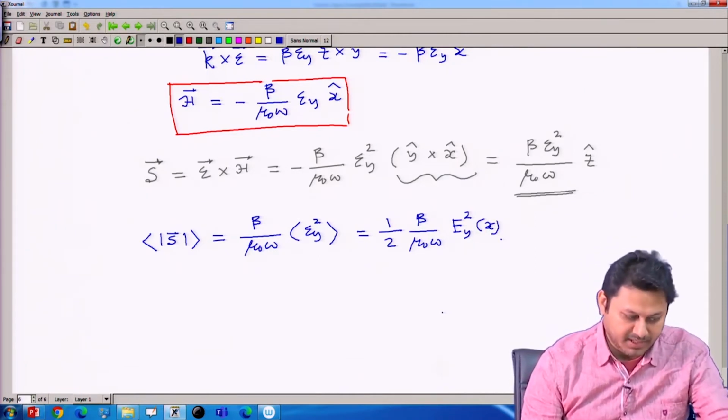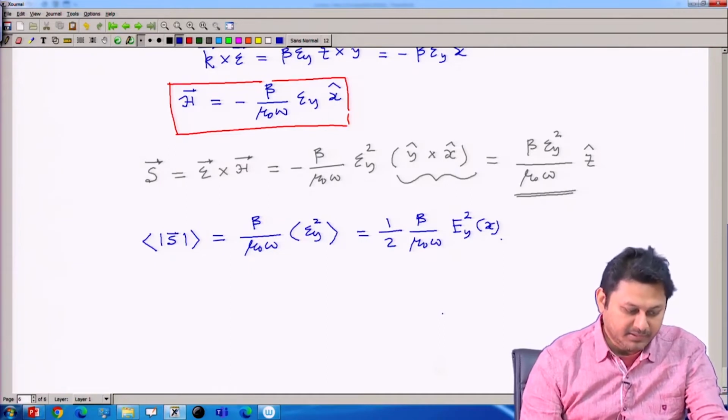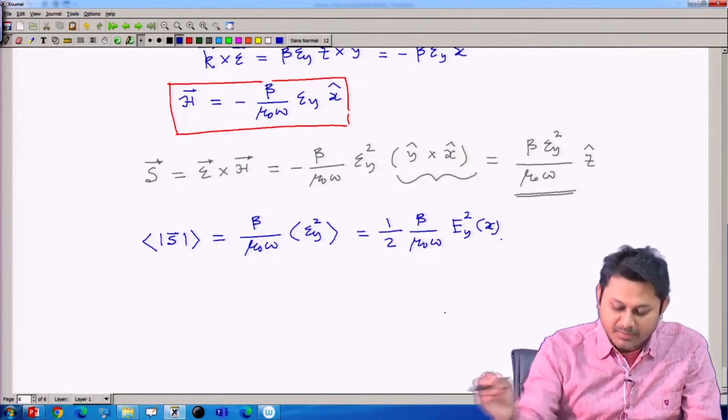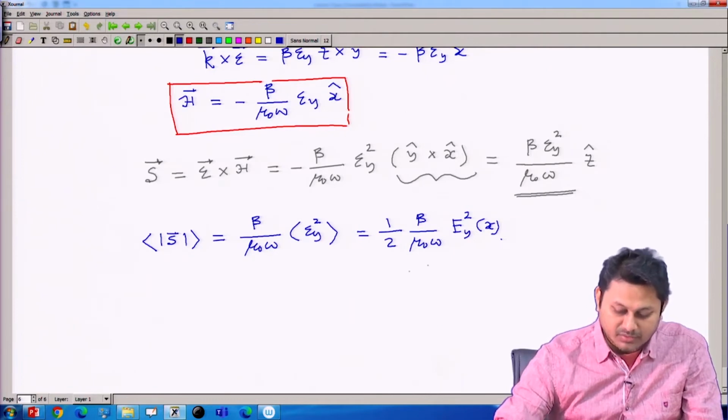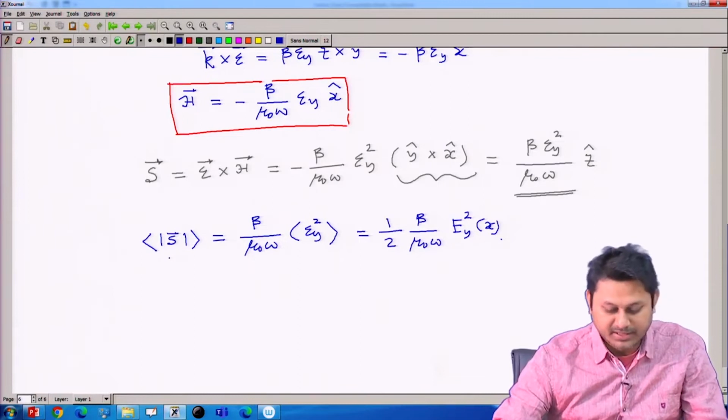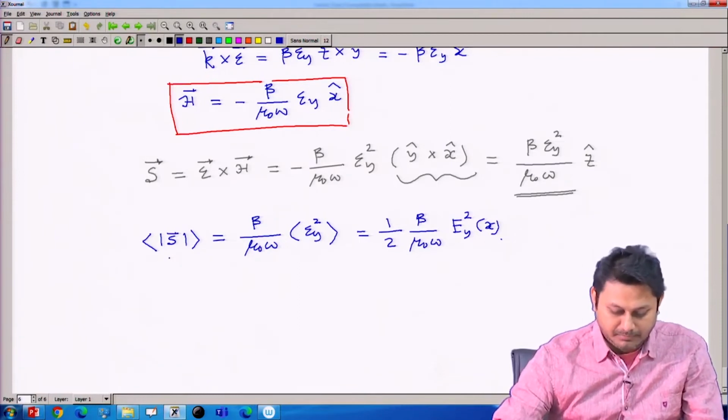So, what is the meaning of that? That means it is the amount, in terms of power, the amount of power that is carried per unit area is this amount, because that is the definition of the Poynting vector, the amount of energy that is passing through per unit area per unit time.